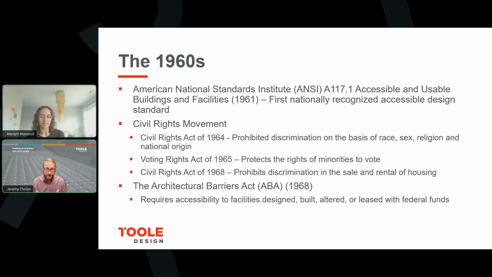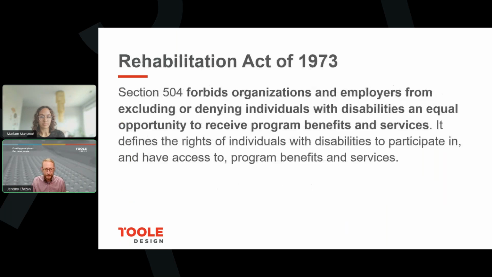So then we had the Architectural Barriers Act. That was the first federal law to address accessibility, and that required that facilities designed, built, altered, or leased with federal funds needed to be accessible. That was passed by Congress and sort of set the stage for accessible design moving forward. But again, that was 58 years ago that some of these design guidance documents were released. The Rehabilitation Act, again, was another one of those things in '73.